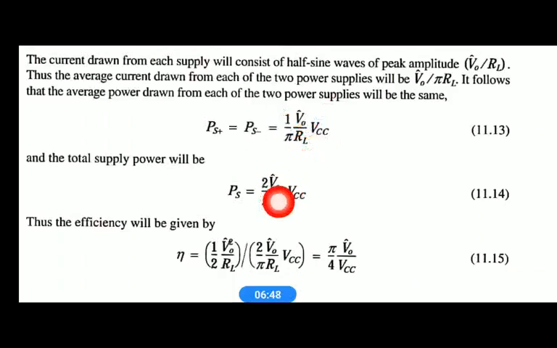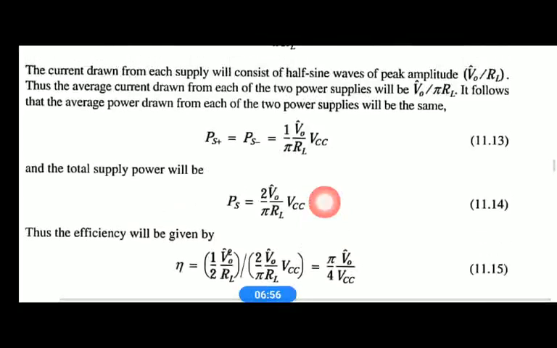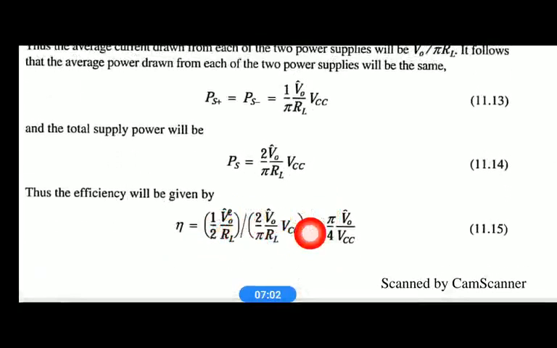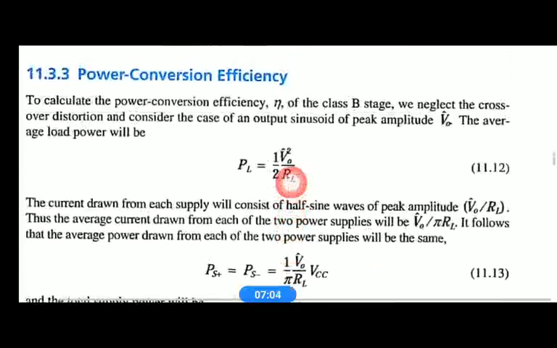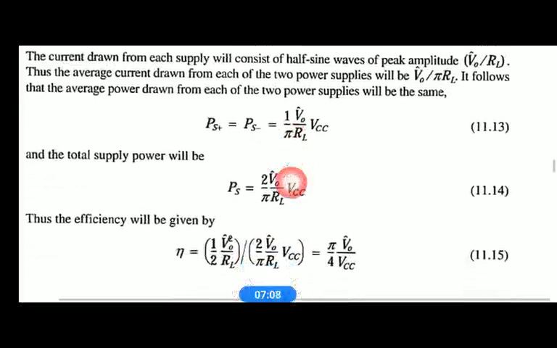So 2 into V0 by pi RL into VCC, right? This is the supply power. So now, to find out the efficiency eta, which is equal to load power divided by supply power. So load power is given as half of V0 square by RL, and supply power is this. So you substitute, this is load power PL divided by the supply power PS.